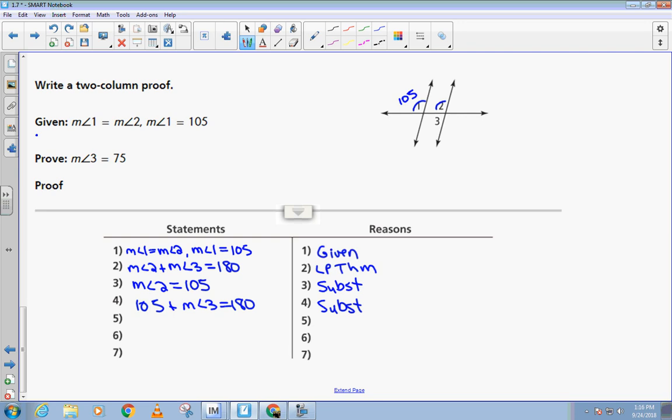So then what should I do? Subtract the 105 from both sides. That gives me the measure of angle 3 equals 75. And that would be what? Subtraction. I'm done, right? That's all I need to do. Yeah, that's all I've got to do.